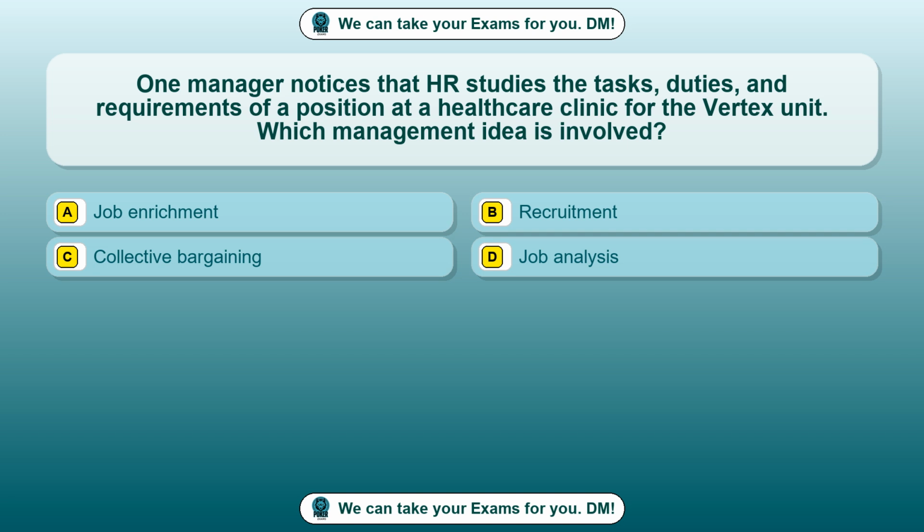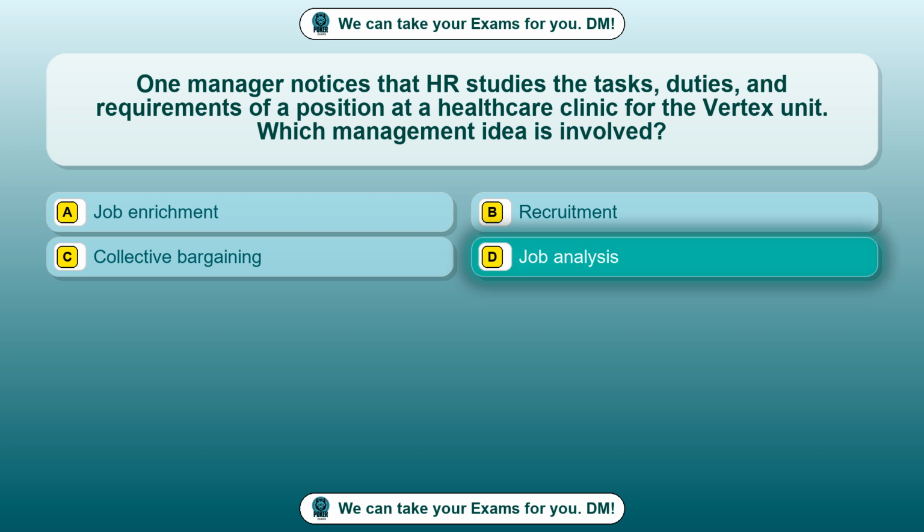for the Vertex unit. Which management idea is involved? Option A, job enrichment. Option B, recruitment. Option C, collective bargaining. Option D, job analysis. The correct answer is option D, job analysis.